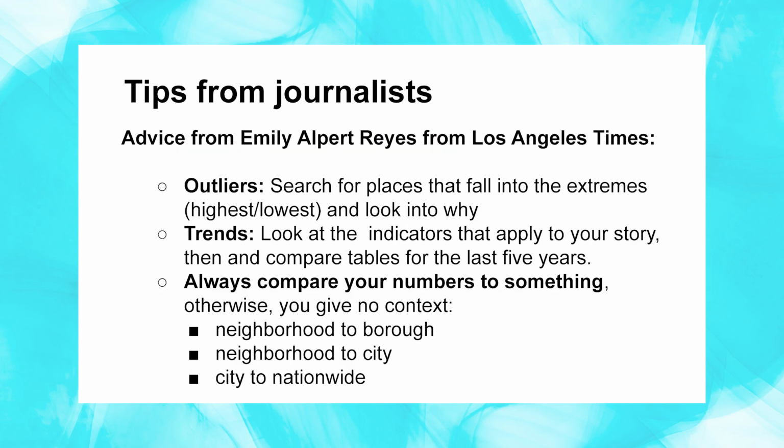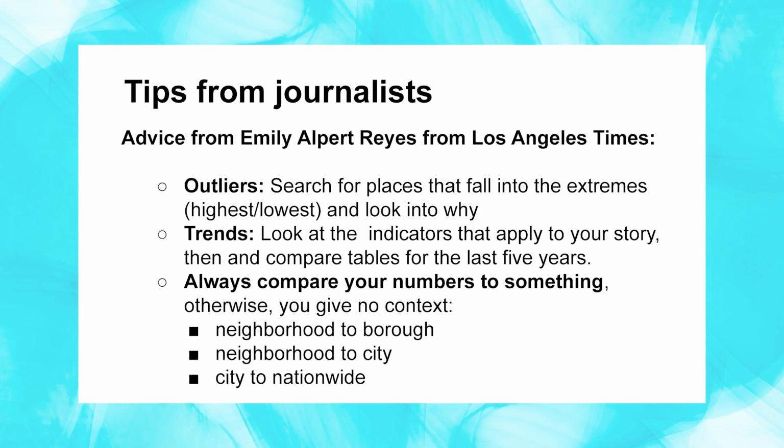Some tips from Emily Alpert Reyes from the Los Angeles Times. Look for outliers. Search for places that fall into the extremes, both highest or lowest, and look into why. Look for trends. Pick new indicators and compare tables over the last 5 years. Always compare your numbers to something. Otherwise, you don't give any context. So neighborhood to city, neighborhood to region, city to nationwide, or one geography in one snapshot of time versus an archival look at the same place in another snapshot in time.